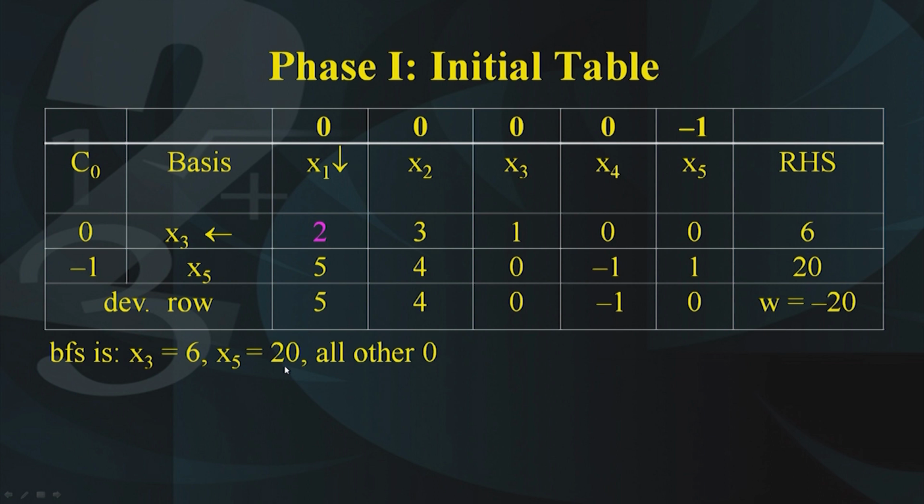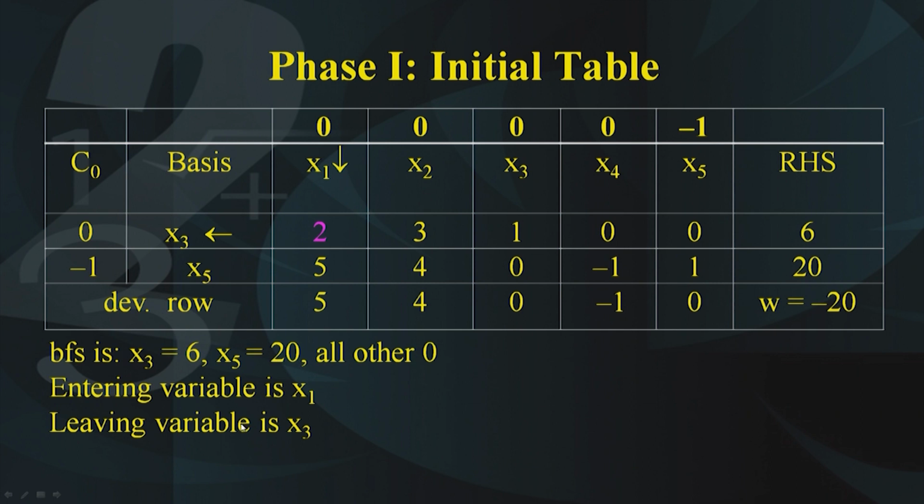So, we will decide which variable should enter the basis, and for this we look at all the entries in this deviation row, and the highest entry as you can see is 5. So, this indicates that this variable x1 should enter the basis. So, the entering variable is x1. Then we will perform the minimum ratio test, 6 divided by 2 and 20 divided by 5. Which one of them is the minimum? The first one is the minimum, and this indicates that x3 should leave the basis.